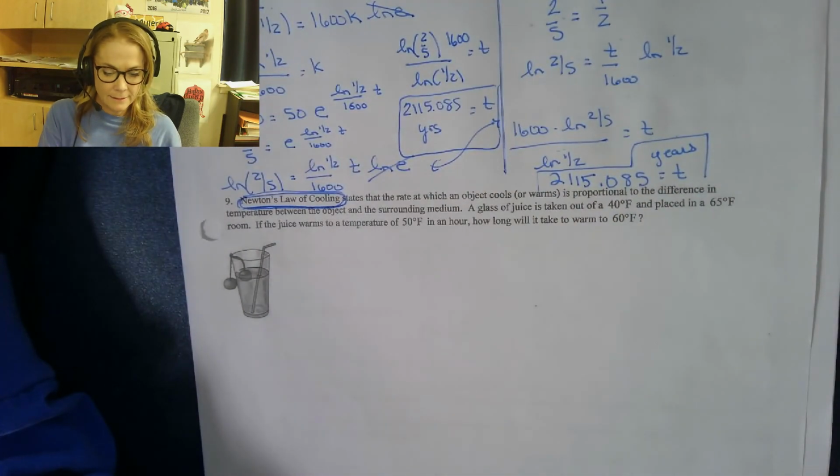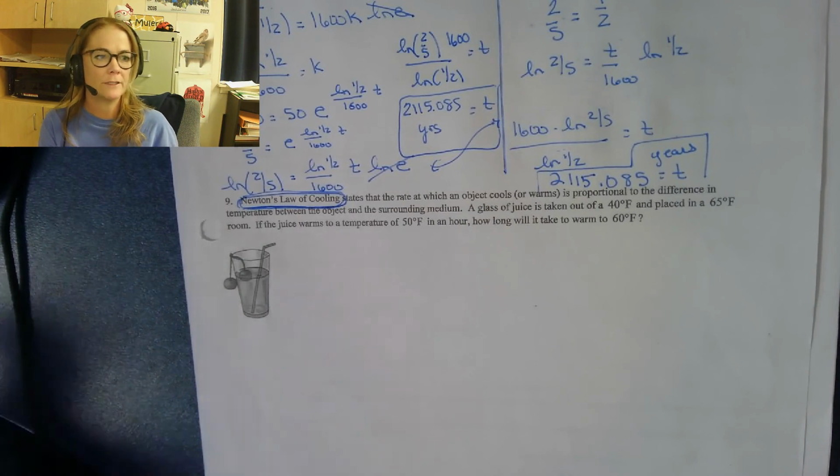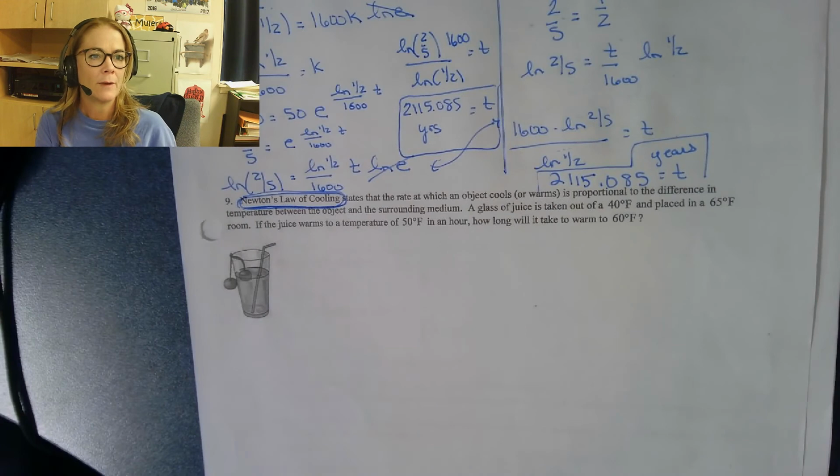All right, Newton's law of cooling states that the rate at which an object cools or warms is proportional, so a constant of variation is going to come in, to the difference in temperature between the object and the surrounding medium. So surrounding air, that is.